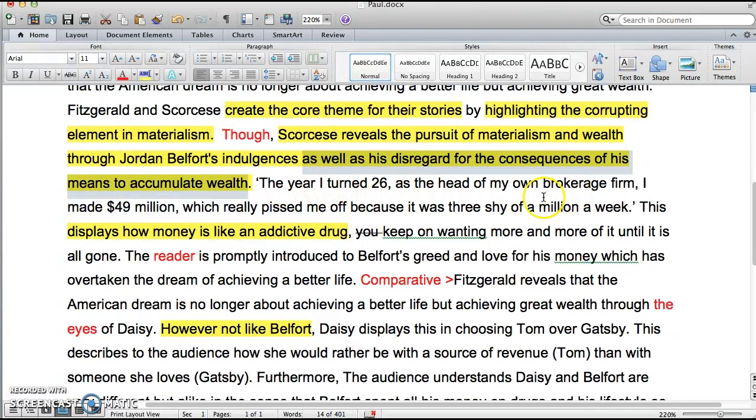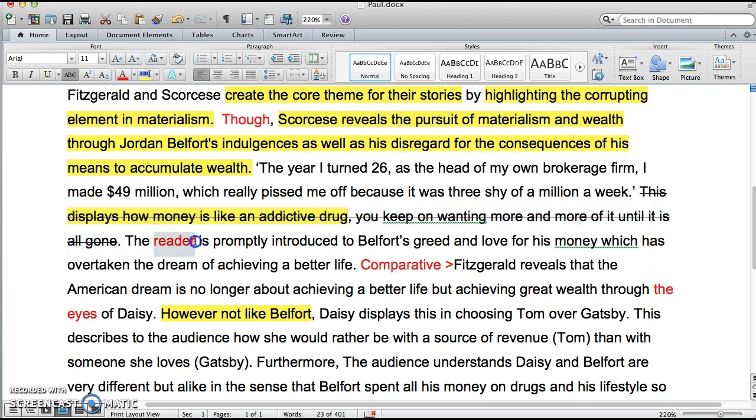"The year I turned 26, head of my brokerage firm, I made 49, which really pissed me off because it was 3 shy of a million." Now, does this show that money is like an addictive drug? Because other students have used a quotation from him where he actually says that it is like a drug. Please don't use "you" in formal essays. "You keep on wanting more and more of it until it is all gone." I don't think that quote really shows that. But I do think you're right here where you say the audience, not the reader, is promptly introduced to Belfort's greed and love for money, which has overtaken the dream of a better life.